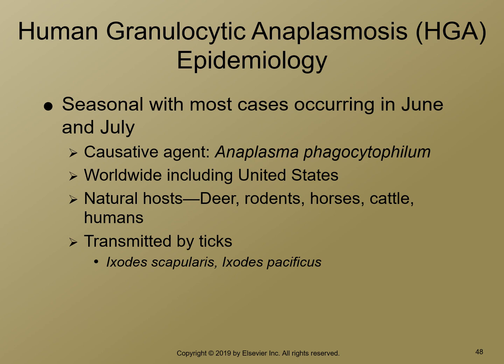Anaplasma phagocytophilum, which was formerly known as Ehrlichia phagocytophilum, causes the disease now referred to as human granulocytic anaplasmosis. The natural hosts of anaplasma include deer, rodents, horses, cattle, and humans. The tick vectors include Ixodes species.